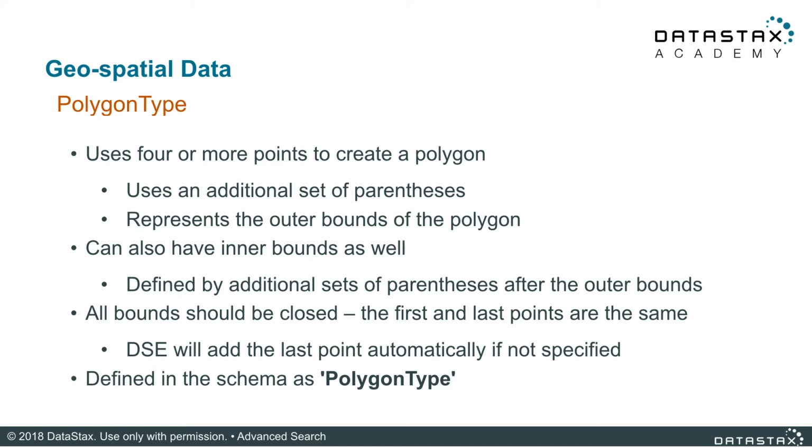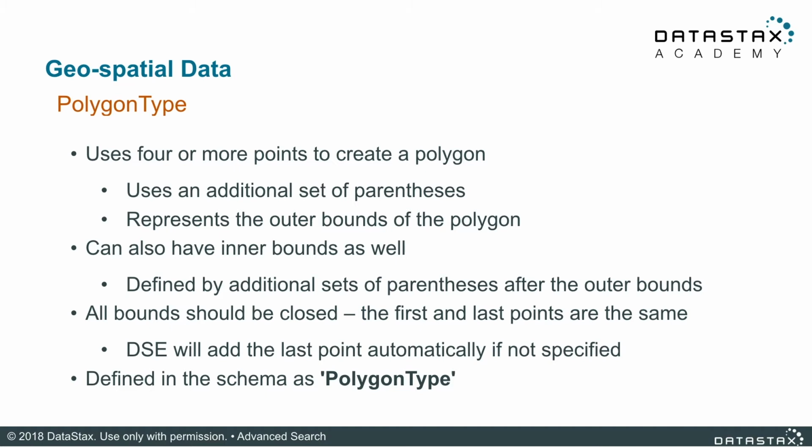To organize all of this, there is a set of parentheses that encloses all the polygon coordinates. Within that, there is a second set of parentheses that hold the outer bound coordinates, and another set of parentheses that hold the inner bound coordinates. If you don't have inner bounds, the outer bound coordinates should just be enclosed in 2 sets of parentheses.